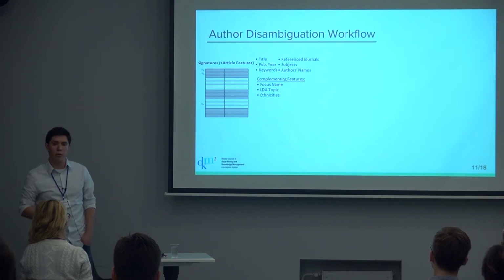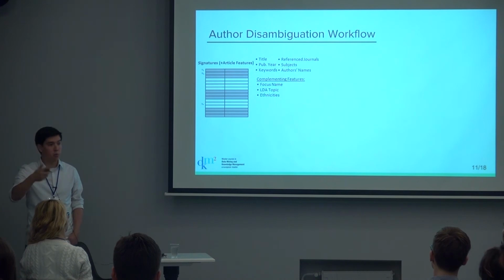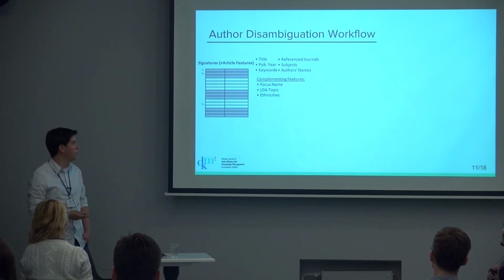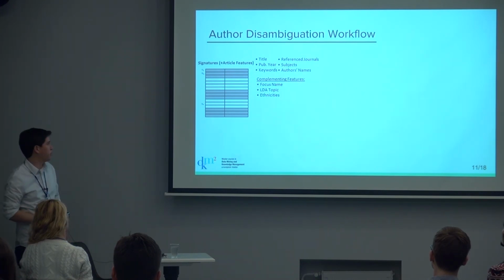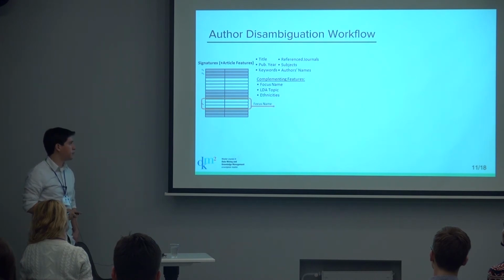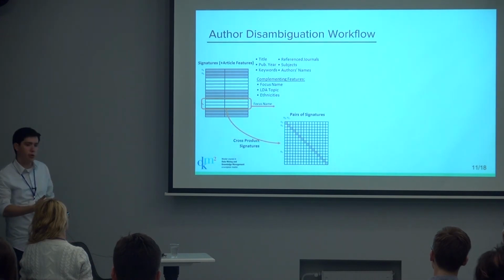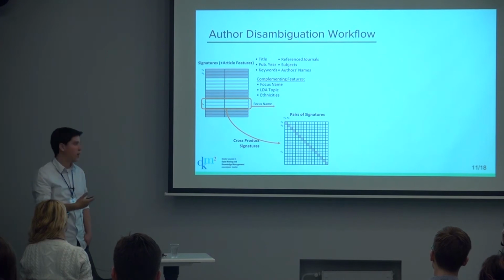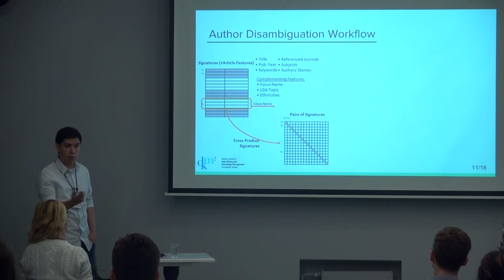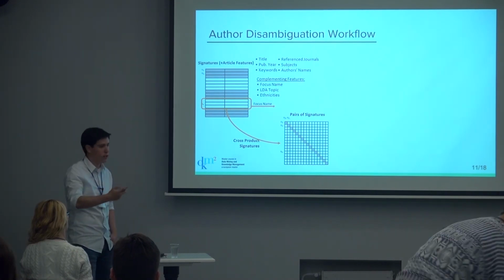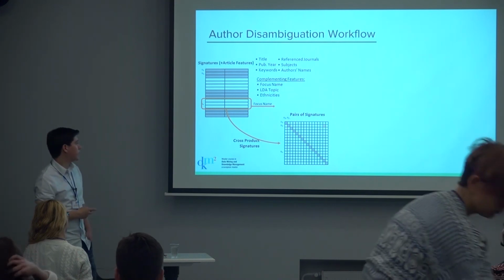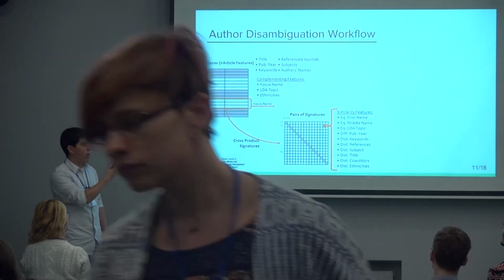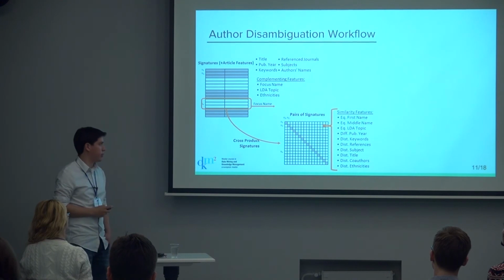So we divide our data set along with this focus name, and we get different focus name groups. And for each one of those groups, we cross-product all the signatures in order to compare, one by one, all the signatures between each other. And there, we actually can include those similarity features.